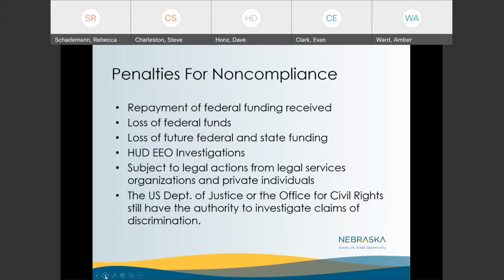Penalties for non-compliance: repayment of federal funding, loss of federal funds, loss of future federal and state funding, HUD and EEOC investigations, subject to legal actions from legal services organizations and private individuals. The U.S. Department of Justice or the Office for Civil Rights still have the authority to investigate claims of discrimination. Next slide.